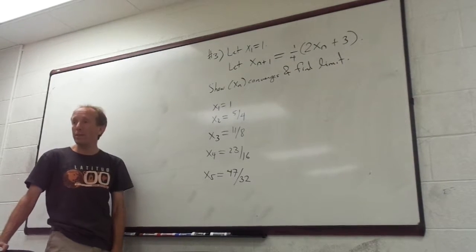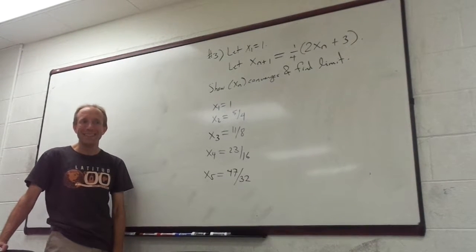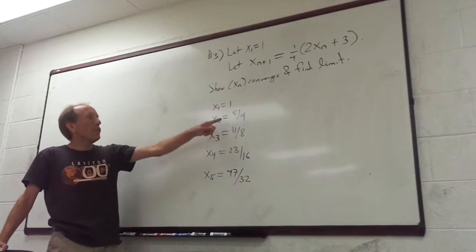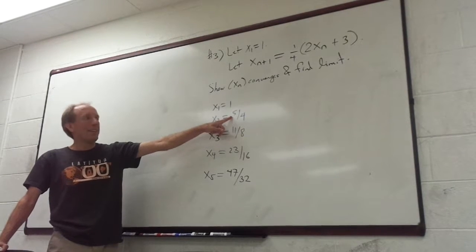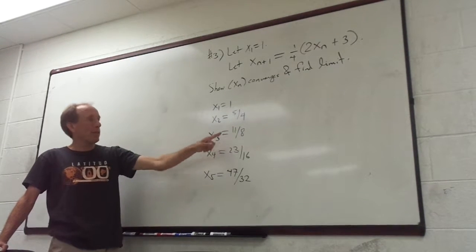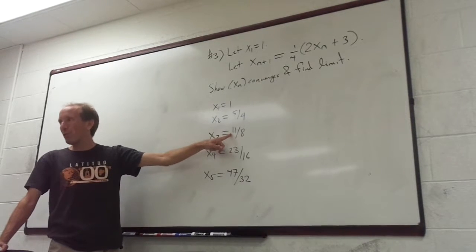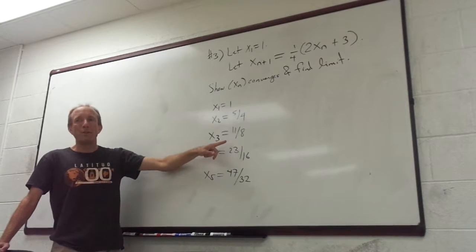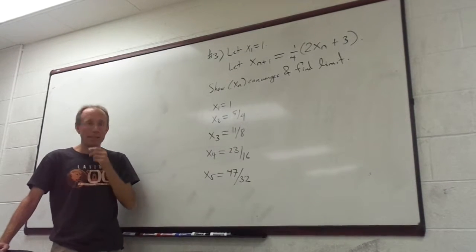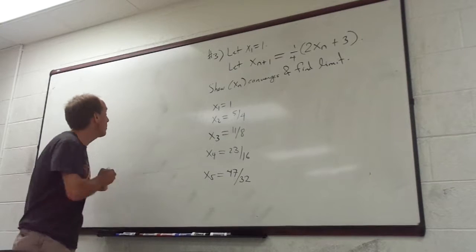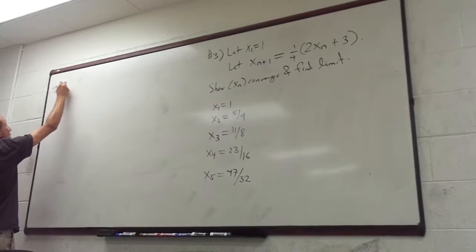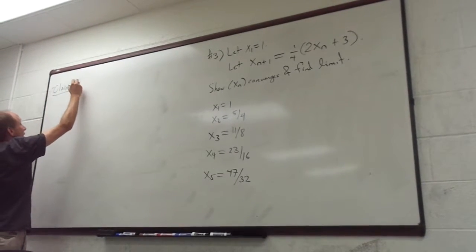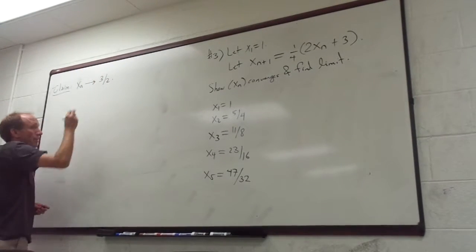1/2. Oh, 1/2 would be less than 1. 3 halves is a very, very good guess here. If the numerator was 1 larger here, this would be 6 over 4. That's 3 halves. If this numerator was 1 larger, 12 over 8 would have been 3 halves. If this numerator had been 1 larger, 24 over 16 would have been 3 halves. Right? It's almost 3 halves. So the claim that I would make is that xn is converging to 3 halves.